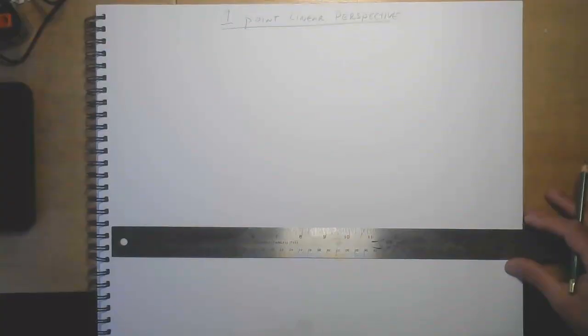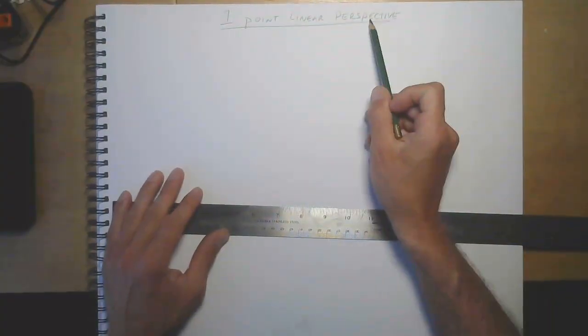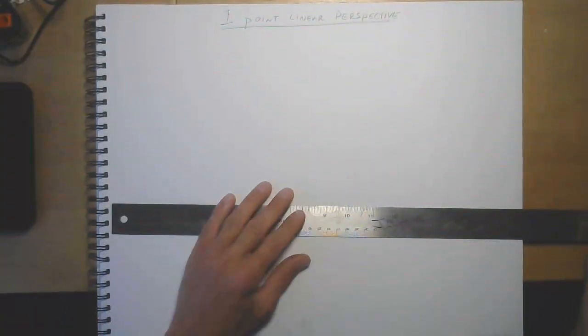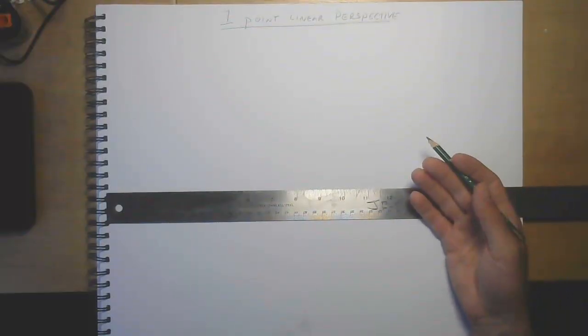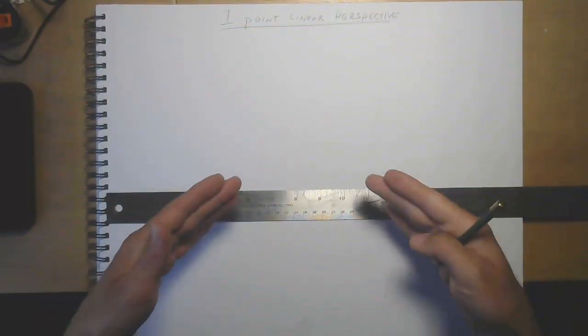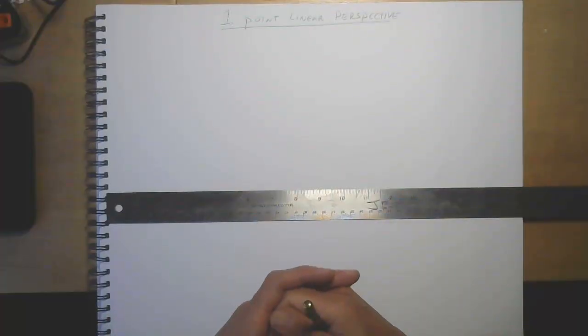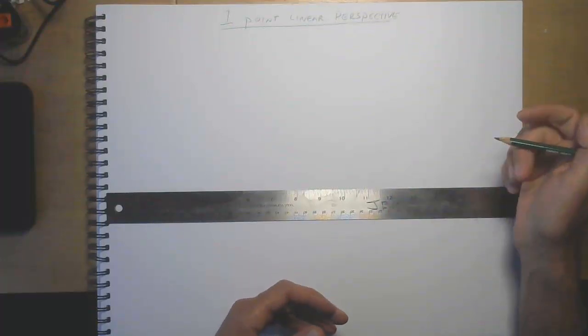Hello class, this demonstration here is for 1-point linear perspective and just a general introduction to linear perspective as a concept. So in your reading materials you should know that in linear perspective we are recreating a specific point of view to create the illusion of depth and space.